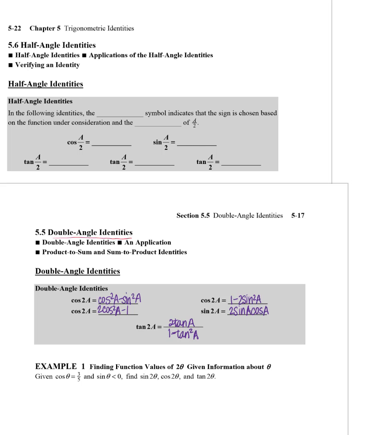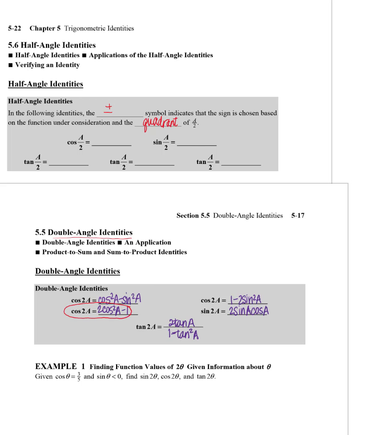3 of the half-angle identities have a plus or minus symbol in front of them. And this indicates the sign is chosen based on the function under consideration and the quadrant of a over 2. So let's go down to the double angle identities and look at this one here.